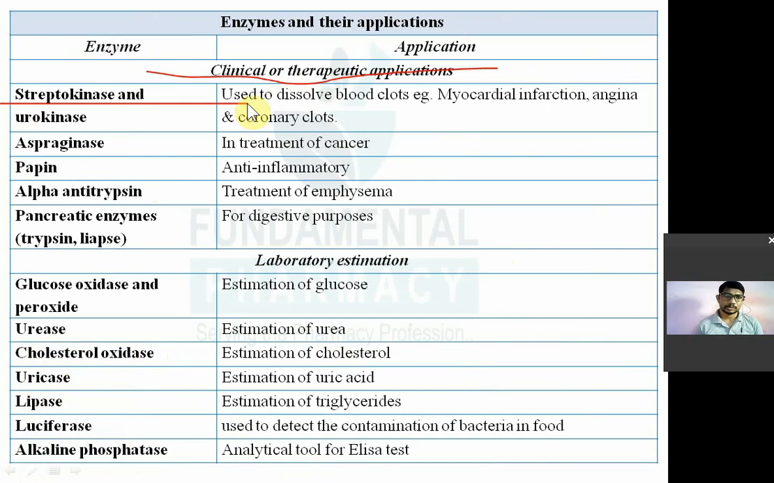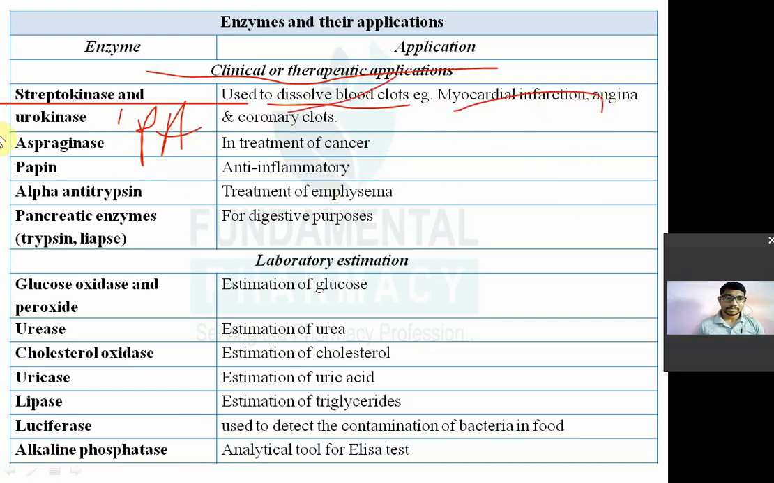So streptokinase and urokinase, these are the two enzymes. They are used therapeutically. ये treatment के लिए use करते हैं streptokinase urokinase. So they are plasminogen activators. यहाँ पे देखो PA लिखता हूँ मैं, PA मतलब plasminogen activator. They are used to activate the plasminogen and break down the clots. They are known as thrombolytics. They are used to dissolve the blood clots in myocardial infarction, angina, and coronary clots.